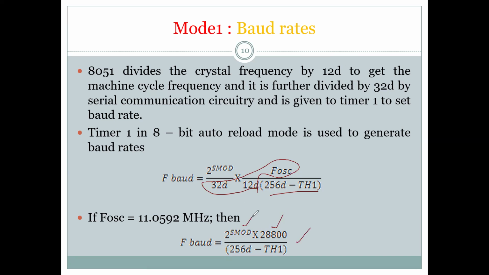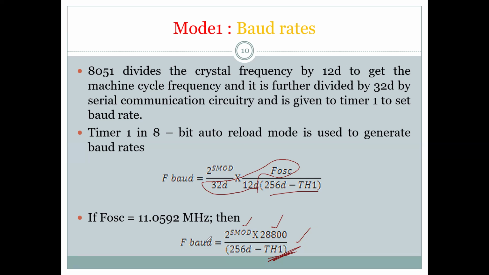If SMOD is 0, 2 power 0 is 1, so your F baud is 28800 by 256 minus TH1. If SMOD is 1, then 2 power 1 is 2, so it is 2 into 28800 by 256 minus TH1. That means if SMOD is equal to 1, it doubles the baud rate. If SMOD is equal to 0, it is the normal baud rate. And for different values of TH1, your baud rate can be varied.